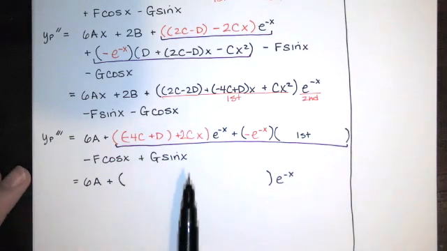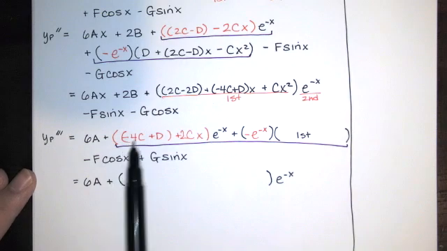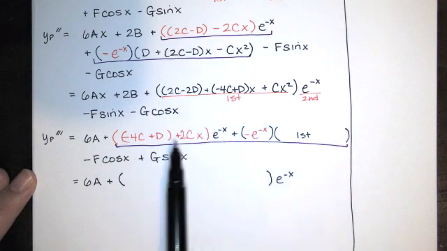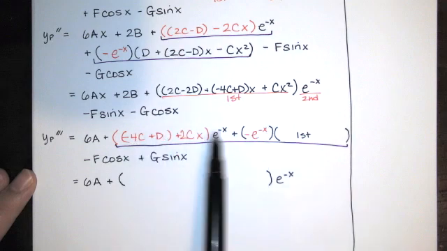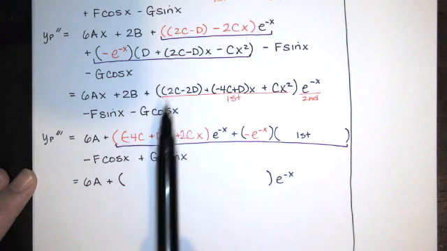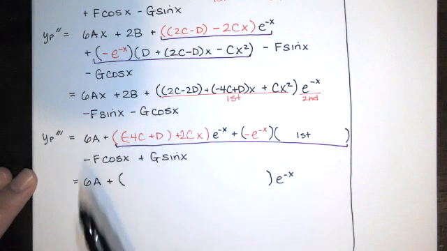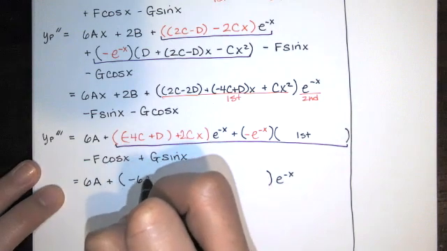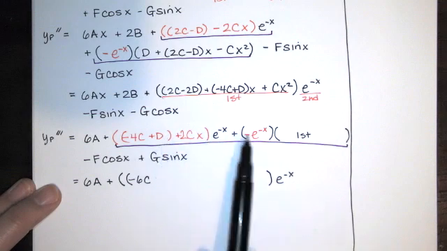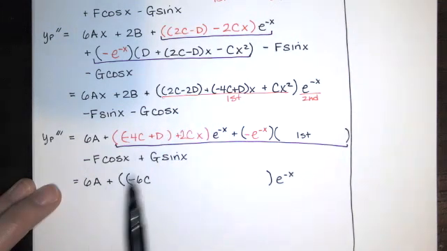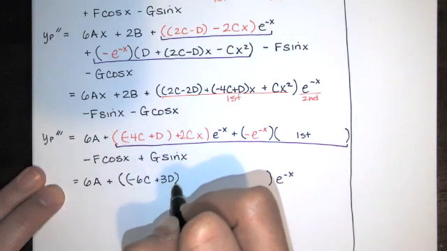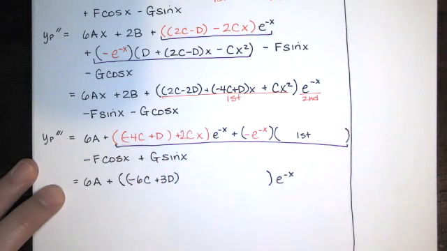Okay, now I want all the constants. So I've got negative 4c plus d, and then I have a negative 1 times this. So negative 4c plus d minus 2c plus 2d. Negative 4c minus 2c is negative 6c. And d minus a negative 2d, that's d plus 2d, is going to be 3d. Okay, so we're there.